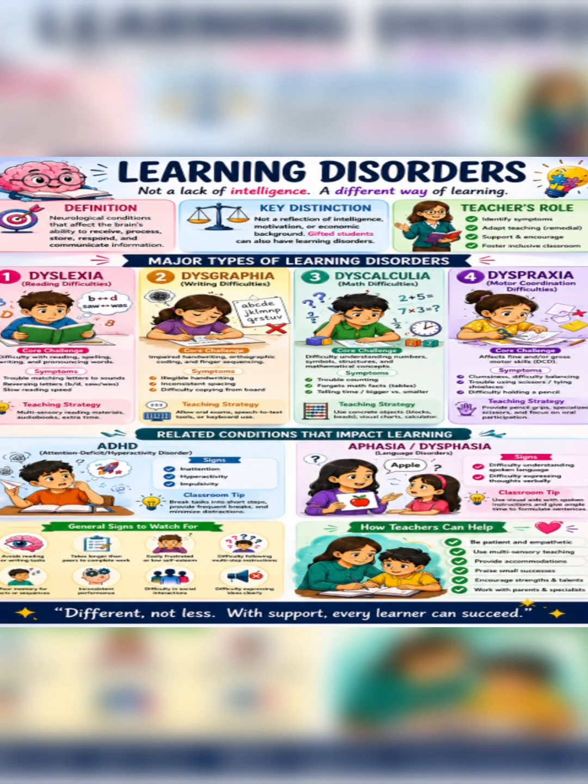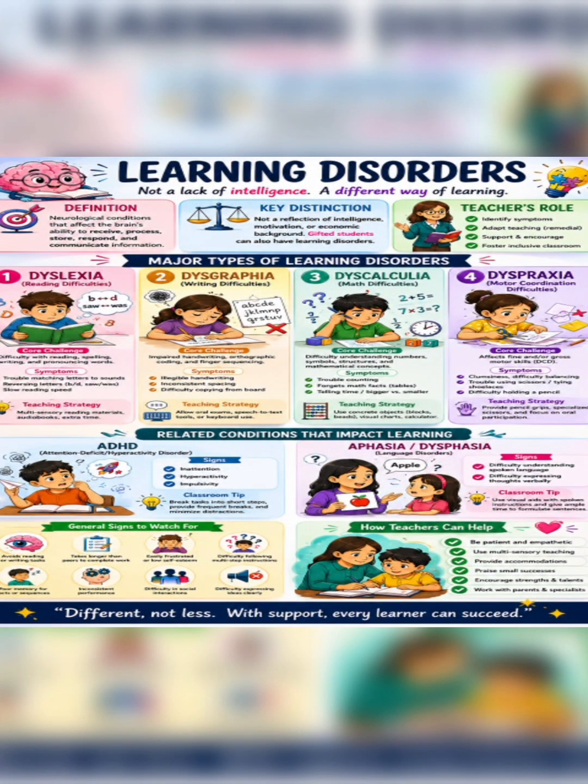Fourth in purple is dyspraxia, which affects fine and/or gross motor skills. It's also known as developmental coordination disorder. Symptoms manifest as general clumsiness, difficulty balancing, trouble using scissors, or struggling to hold a pencil correctly. Teaching strategy could provide specialized pencil grips, use adaptive tools, and place heavy focus on oral participation rather than just writing tests. Moving to the next section of this slide, we encounter related conditions that impact learning.